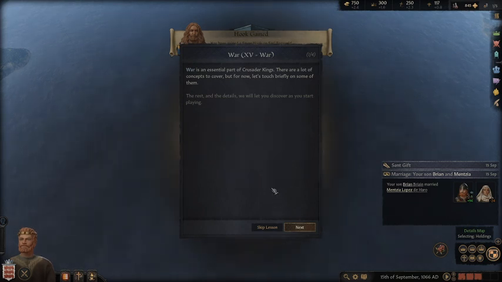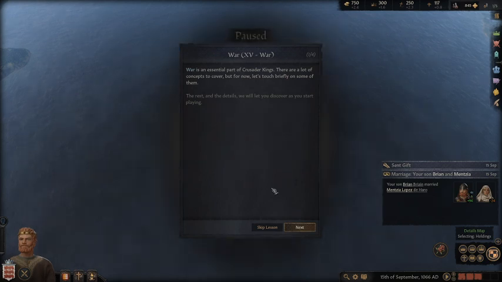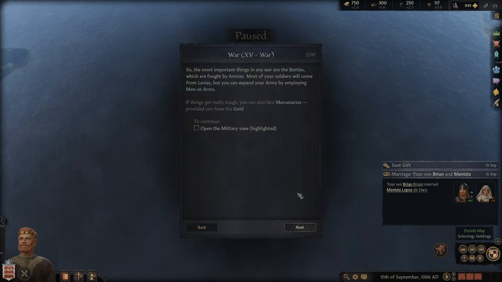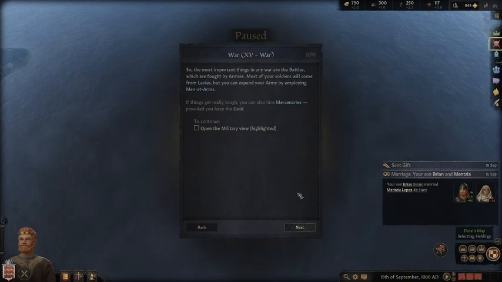War is an essential part of Crusader Kings. There are a lot of concepts to cover, but for now let's touch briefly on some of them. The details we will let you discover as you start playing. So the most important things in any war are the battles, which are fought by armies. Most of your soldiers will come from levies, but you can expand your army by employing men-at-arms. If things get really tough, you can also hire mercenaries, provided you have the gold.